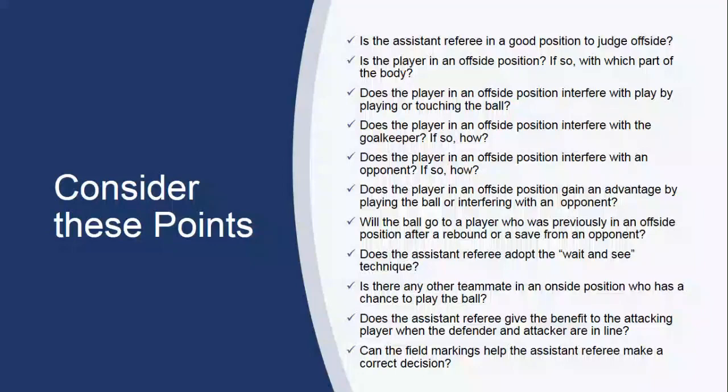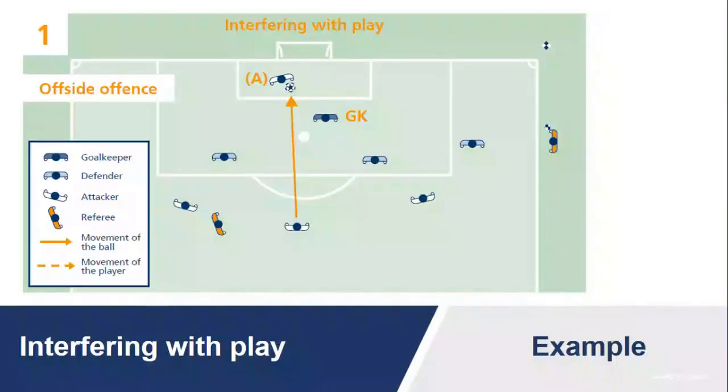So I want to go through some diagrams and just kind of give you that visual of the elements of offside offenses. So interfering with play, this is an obvious one. And I think you've all probably seen this before. Teammate plays the ball. They're nearer to the goal line than the goalkeeper and second last opponent. That's a pretty easy one.